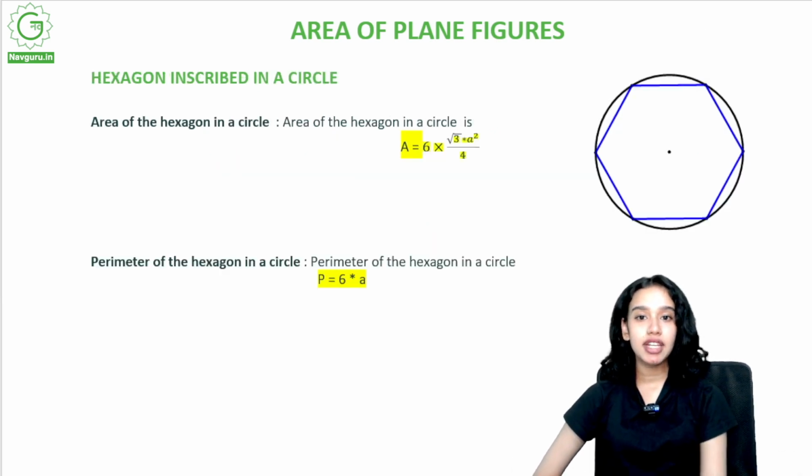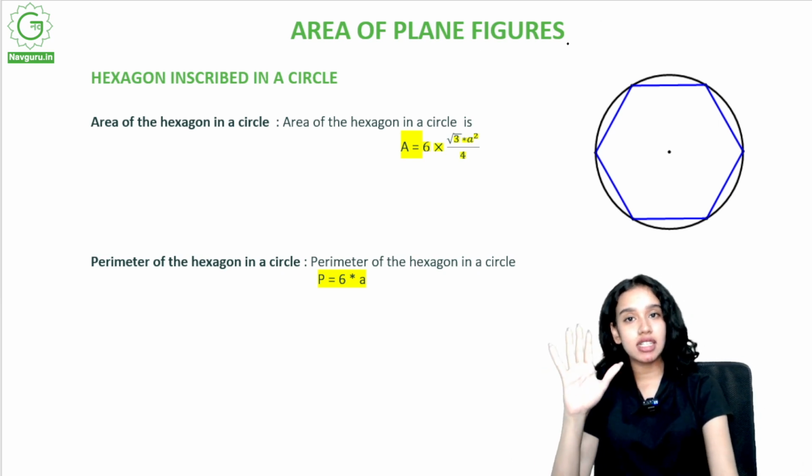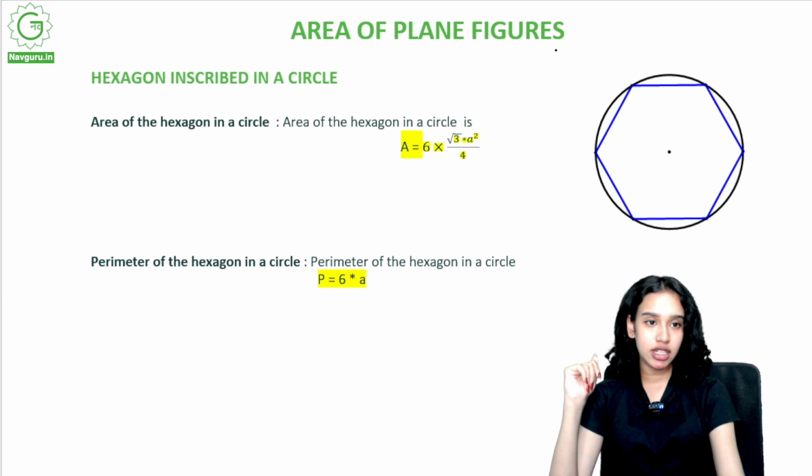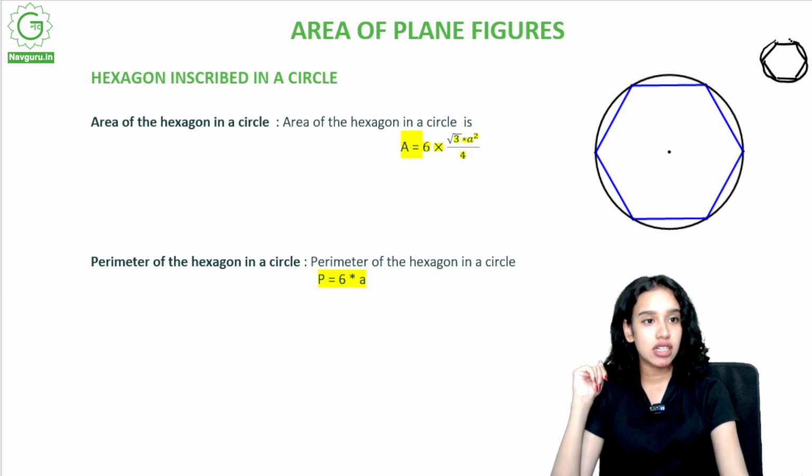Now, we have the area of a hexagon inside a circle. So, what is a hexagon? A hexagon is a 6-sided polygon, right? So, it has 6 sides. This is a hexagon. Now, we place it inside a circle where all the vertices are touching the circle at one point each.